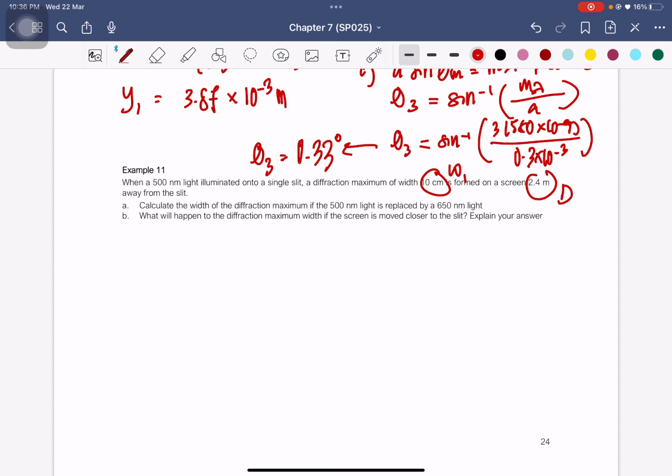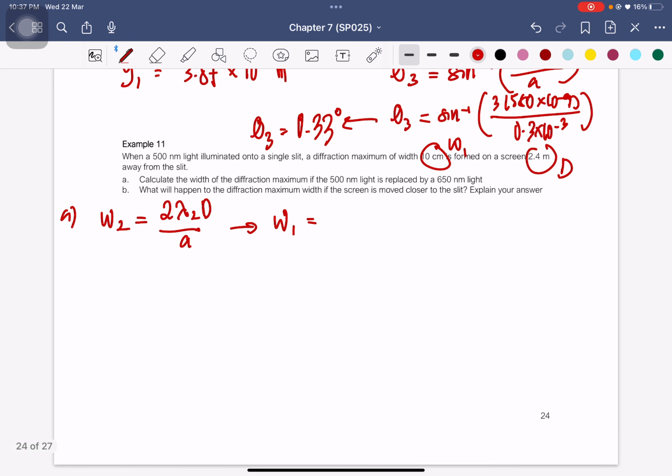So what do we have? We have to find this, which is 2 lambda D over a. So we have to find the slit separation first. How do we find the slit separation? We are going to use the width of the central bright fringe when the wavelength is equal to 500 nanometer.